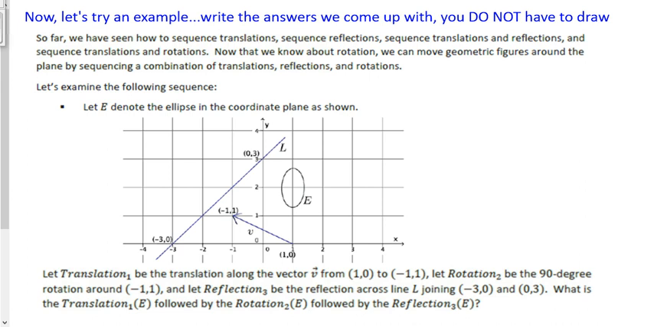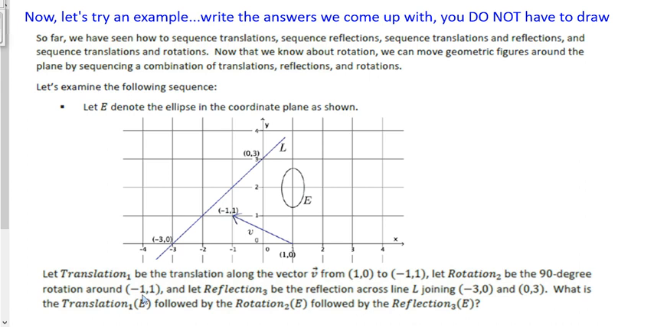So on this one, it starts out telling us, we know we've sequenced translations, we've sequenced reflections, we've sequenced both of them together, we've sequenced rotations and translations. So now that we know that we can move a figure around using these three rigid motions, we are going to figure out the sequence. Okay? But this first one, it wants you to do exactly what it says down here.